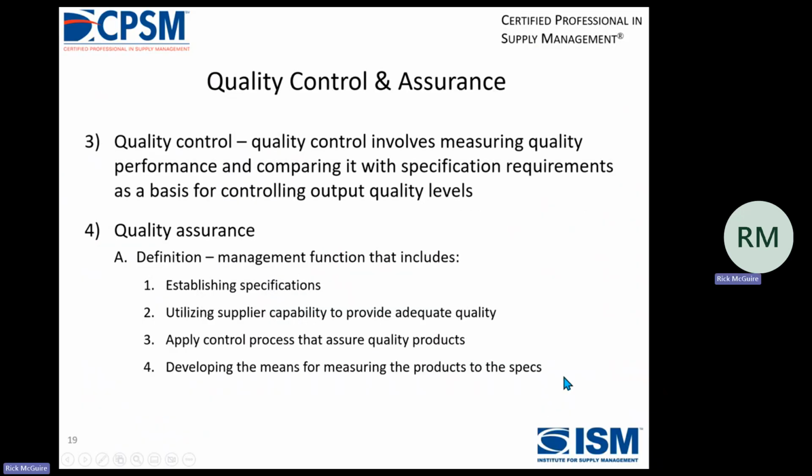Okay, so the difference between quality control and quality assurance. Quality control involves measuring quality performance and comparing it with specs. Quality assurance, on the other hand, is a management function. It's establishing specs, utilizing supplier capability to provide accurate quality, and quality control processes, and that means for measuring.